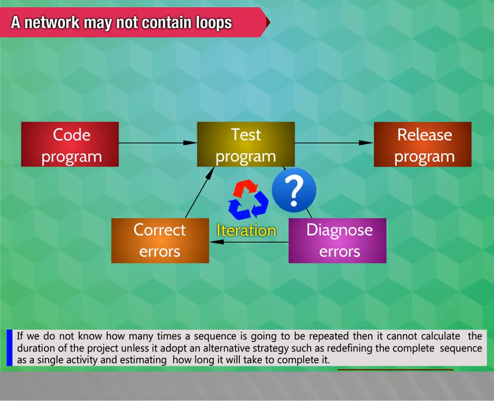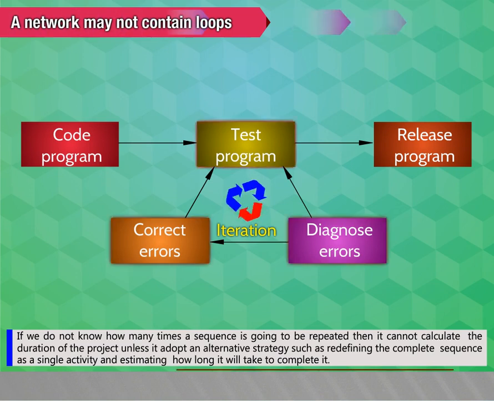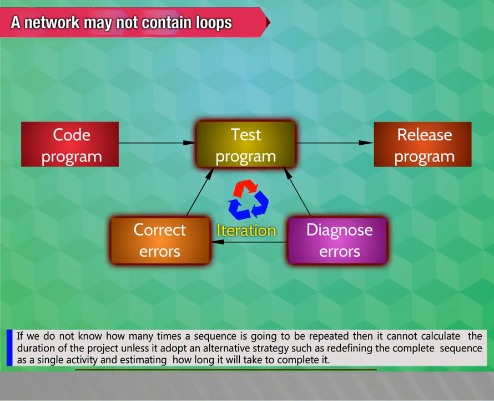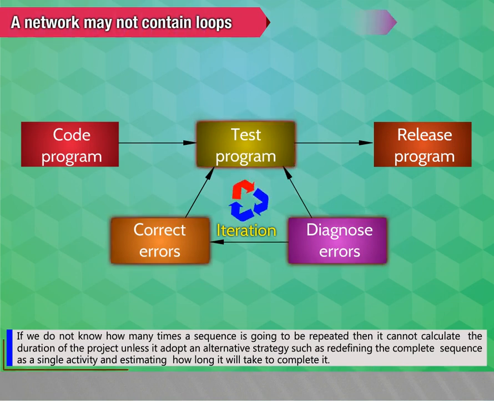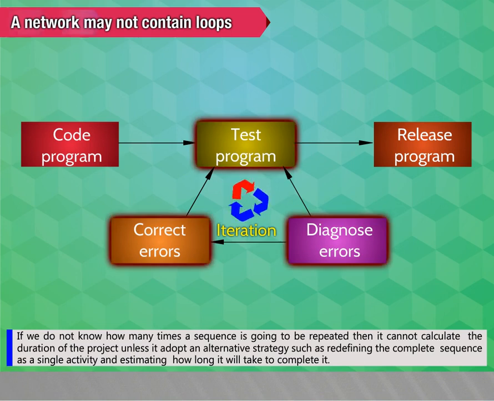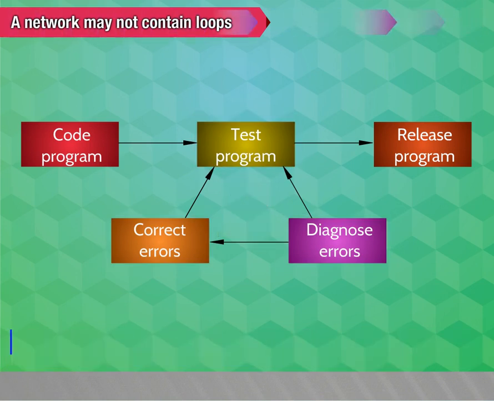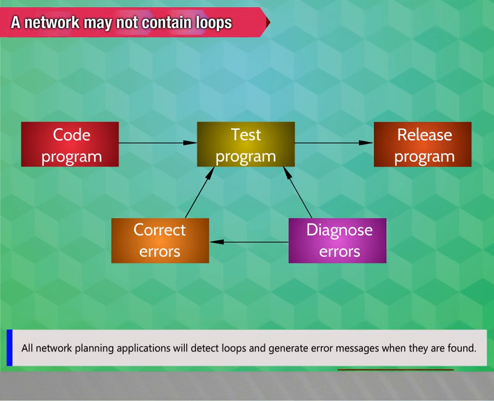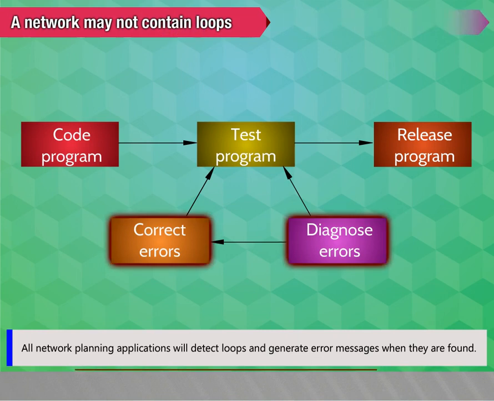If a sequence is going to be repeated many times, then we cannot calculate the duration of the project unless we adopt an alternative strategy, such as redefining the complete sequence as a single activity and estimating how long it will take to complete it. All network planning applications will detect loops and generate error messages when they are found.